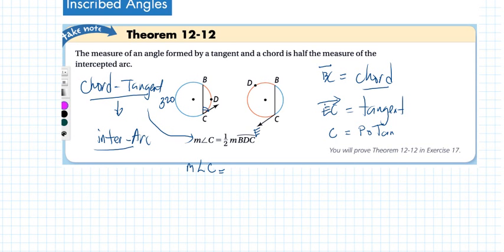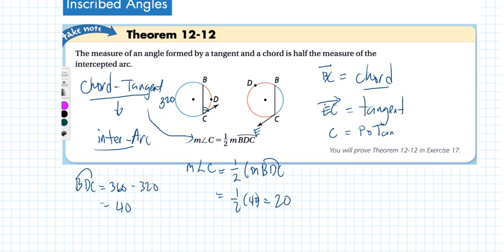So what is the measurement of angle C? First, we have to find the size of arc BDC, right? BDC arc is equal to what? 360 minus 320. That's going to give you 40. Therefore, the measurement of angle C is going to be 1/2 of the measurement of arc BDC, which is 1/2 of 40, equal to 20 degrees. You understand that? Do you understand that?